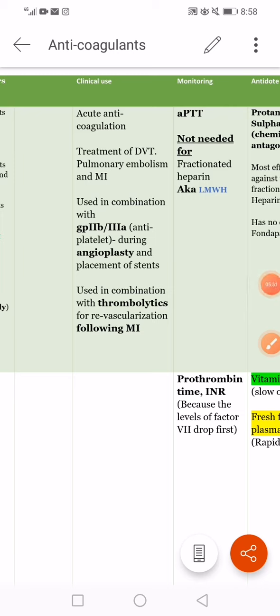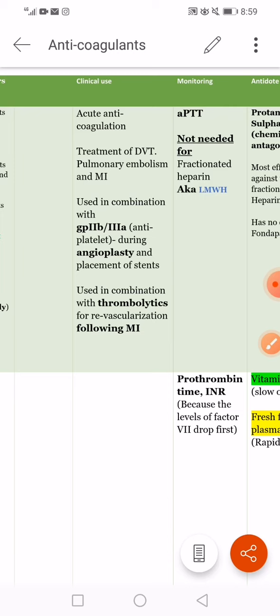So whenever a patient comes to you with an MI, generally the first choice is to perform an angioplasty, but if that is not a possibility, the second best option is to promptly give thrombolytics, which we will discuss later. So it is given with the GP2B3 inhibitors for angioplasty following an MI for the sake of reperfusion. It is also given in combination with thrombolytics for revascularization following an MI.